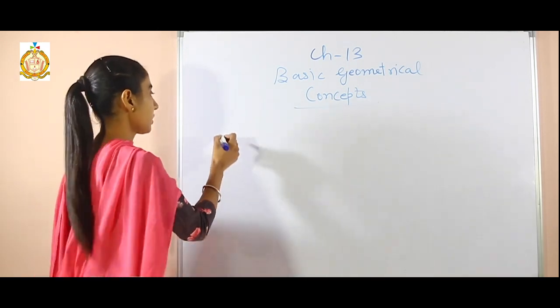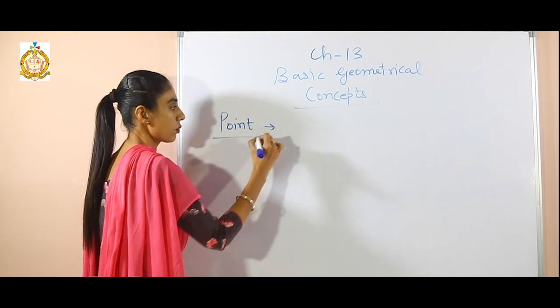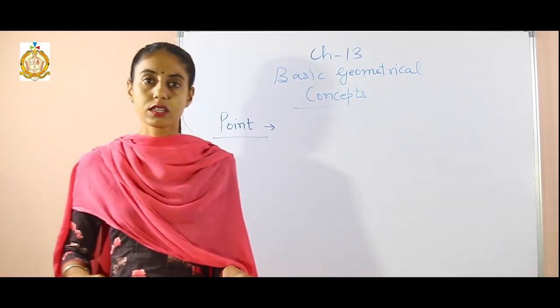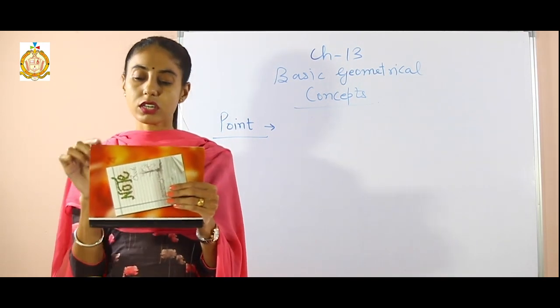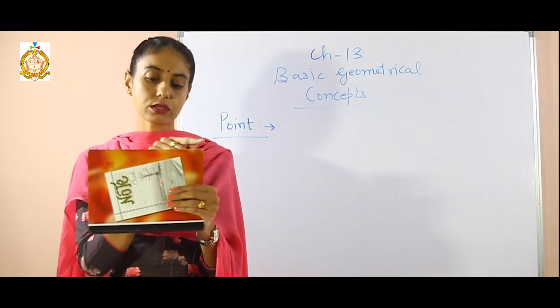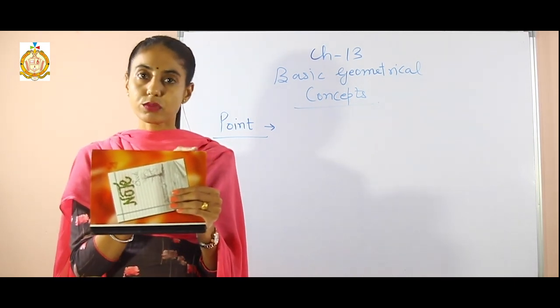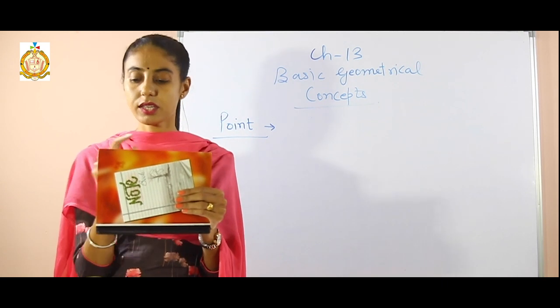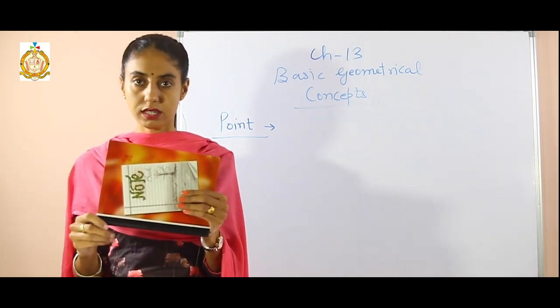First of all, the first topic is point. What is a point? So this is a notebook. How many corners does this notebook have? 4 corners, 1, 2, 3 and 4. Now I am going to mark the points A, B, C and D. These are the points. Clear?